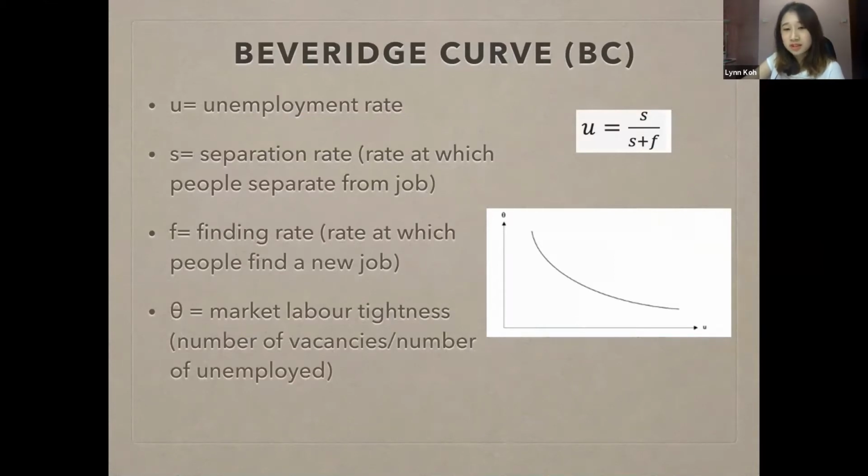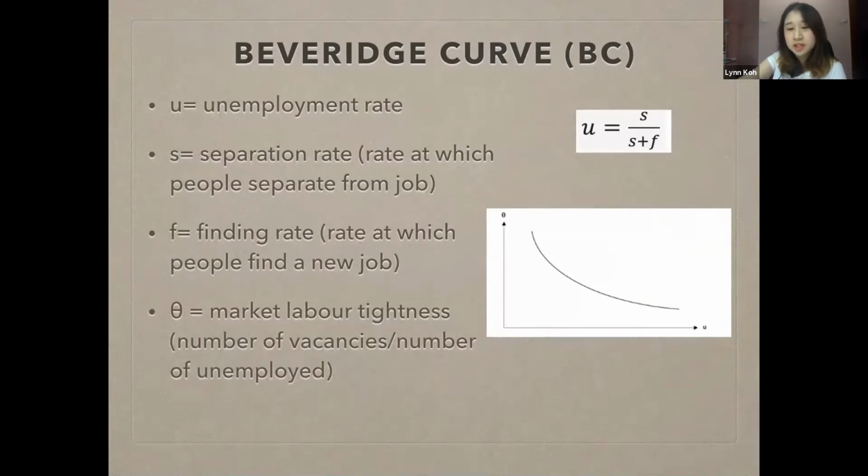So this is represented by the equation above, and this equation is derived from assuming unemployment rate is constant, and hence the number of people moving from employment to unemployment, which is the separation rate multiplied by the number of employed, and the number of people moving from unemployment to employment, which is the finding rate multiplied by the number of people unemployed, is equal.